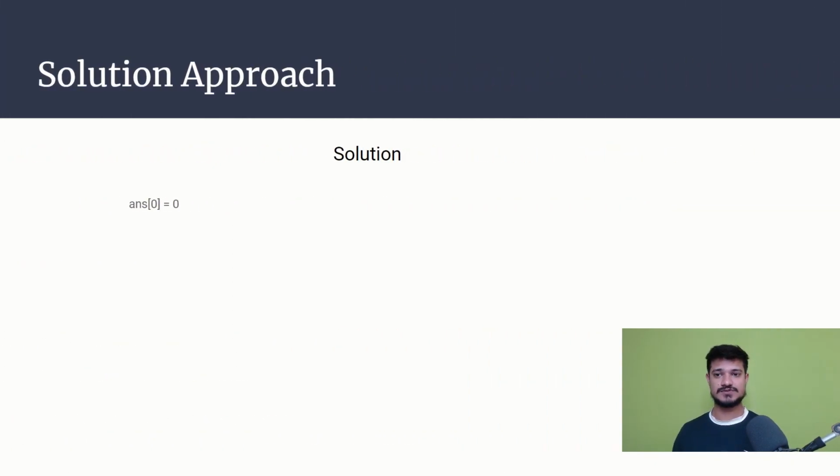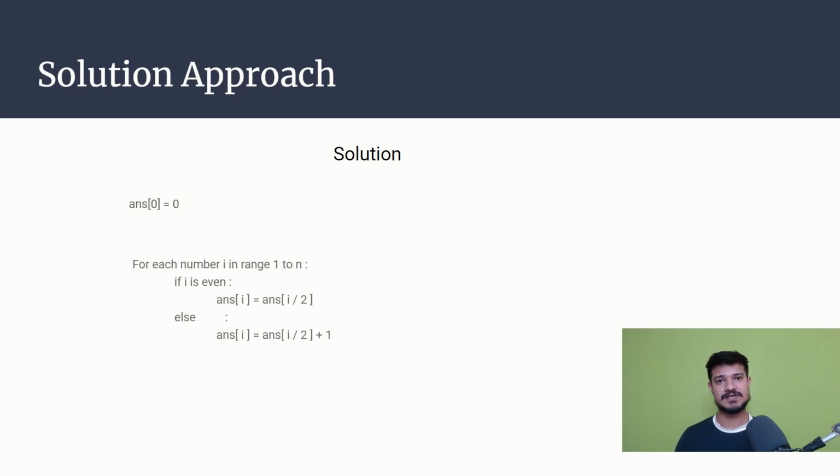So if I complete the algorithm, the answer would look something like this. I'll have an answer array. Answer of 0 is equal to 0, because 0 has 0 set bits. As simple as that. For the rest of the numbers, we'll calculate it like this.